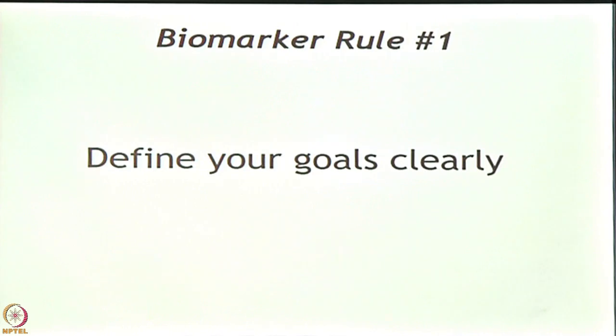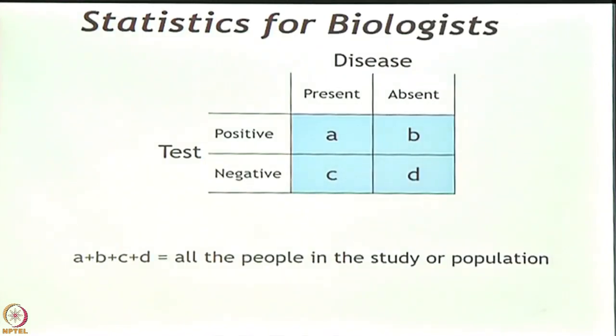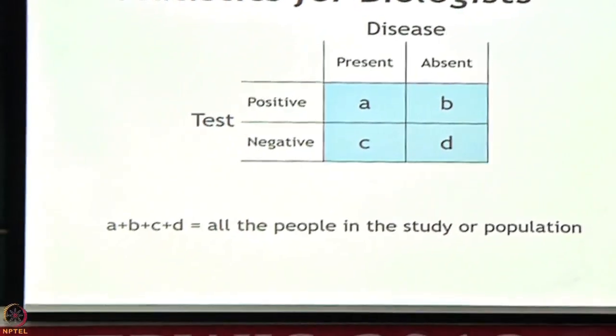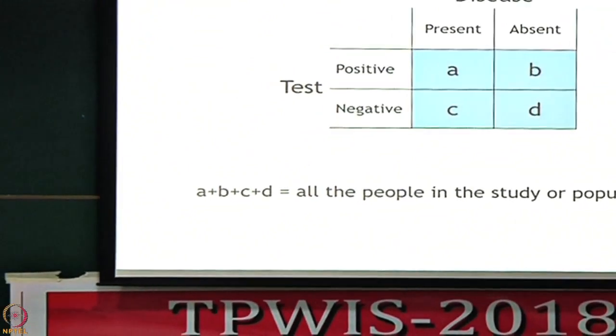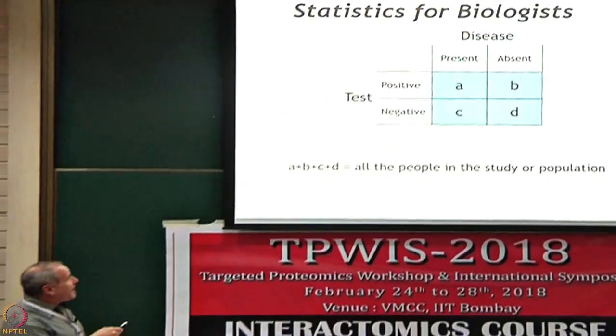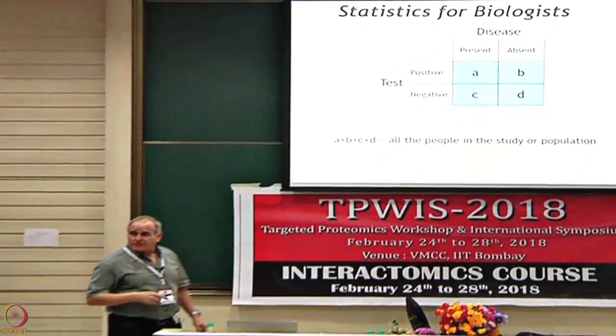So let's diverge now and talk a little bit about the statistics of biomarkers. Okay, so this is obvious, right? You have a population of people. Some of the people have the disease and some people don't, right? That's true of any population anywhere. You've got some people in that population that have it and some people that don't, right? And for the moment, let's assume that this is absolute truth.